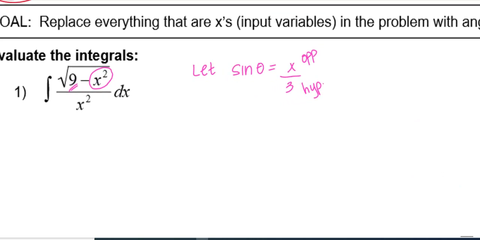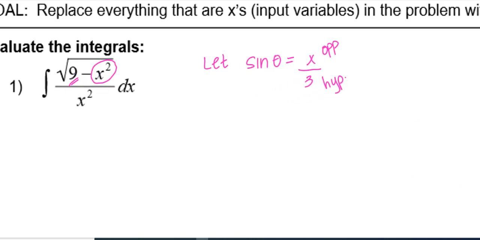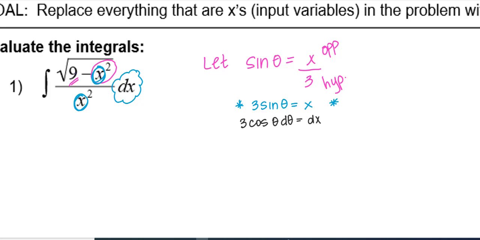Okay, so now I'm going to focus on this here. I'm going to multiply both sides by 3 so I can solve for x. So every x I see, this is going to be the substitution that I make. I'm going to put it down here for x and up here for x. But you notice I also have this dx, so I need to figure out what dx is. Well, take the derivative of your x statement. So dx would be 3 cosine of theta d theta.